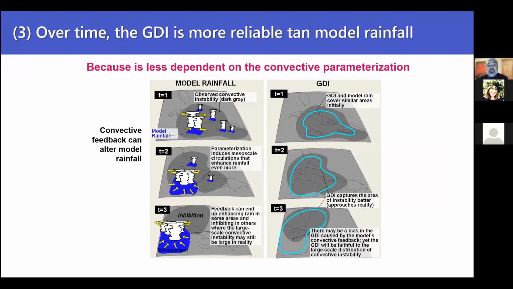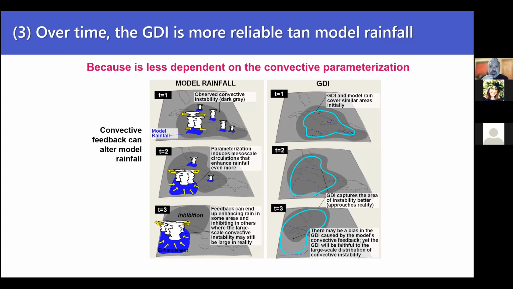Then another benefit that is great is that the GDI is better over time. Over time, it is better than rainfall from the models. And this is because the GDI is less dependent on the convective parameterization. Like precipitable water, the GDI is more faithful to the larger scale transport of moisture and other fields. Therefore, the GDI, when time goes by, will be more reliable as a predictor of what is going to happen, say, next weekend, versus just looking at model rainfall.